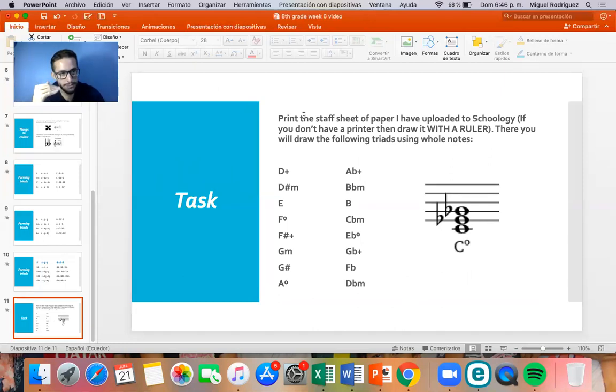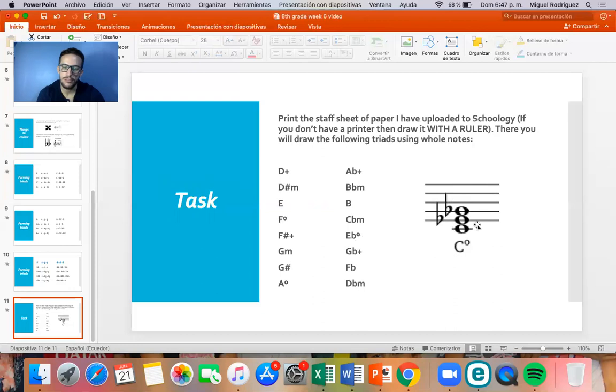After you have drawn the staff paper, you're going to draw the following triads using whole notes, okay? You're going to be using whole notes like these ones, and you're going to be doing all these triads: D augmented, D sharp minor, E, F diminished, F sharp augmented, G minor, G sharp major, A diminished, A flat augmented, B flat minor, B. Remember, if it doesn't say anything after it, it's going to be major. So this is B major, C flat minor, E flat diminished, G flat augmented, F flat major, and D flat minor. I know it's a lot, but that's why I need you to practice.